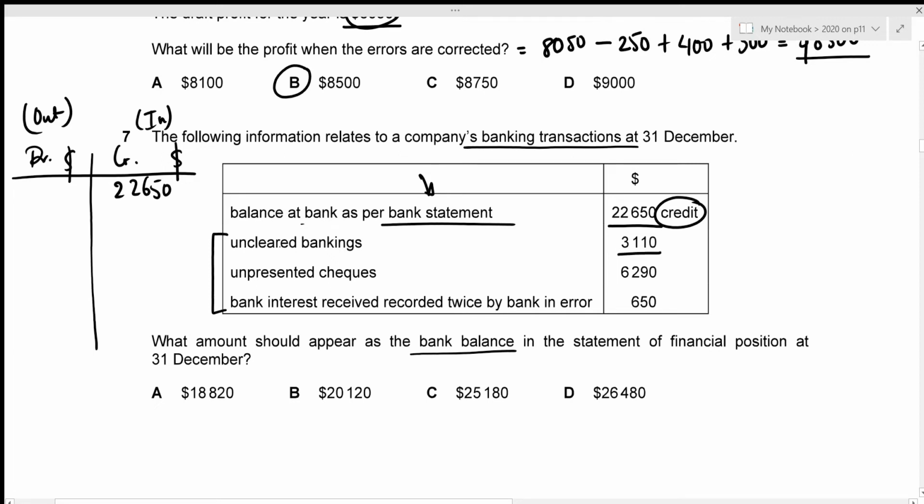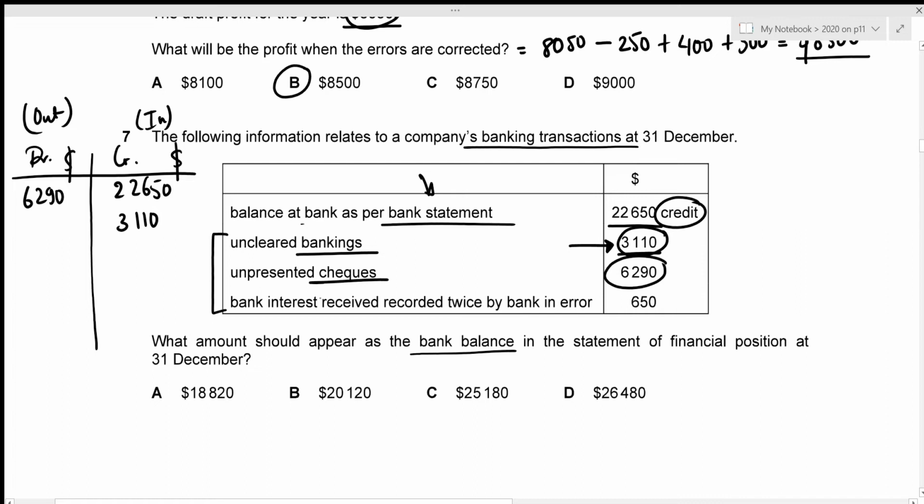So this just means that these are the amounts that have not yet been recorded in our account. This is an inflow, because these are the bankings, right? So we need to add this amount in our inflow section, which will be the credit side. So that's going to be 3,110. Then we have unpresented checks. So these checks, when presented, will be withdrawn, right? Which means that this will deduct the balance in our bank account. So these are definitely an outflow, which should be recorded on the debit side. So that's going to be 6,290.